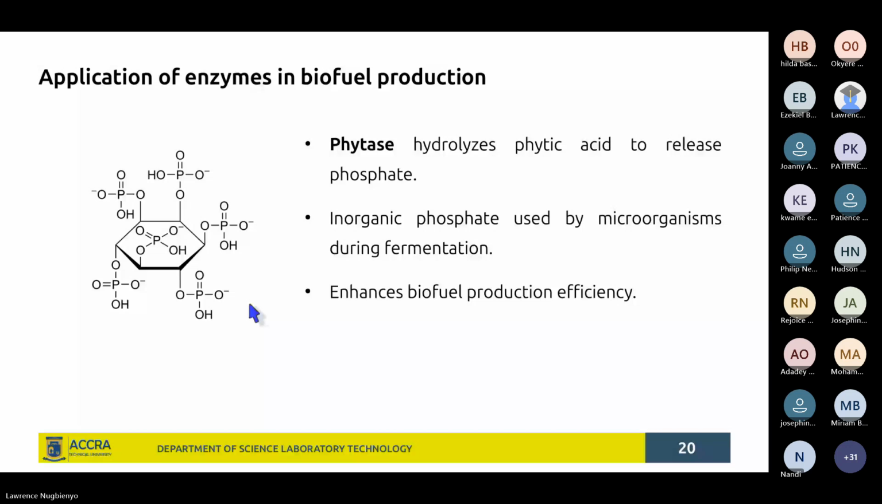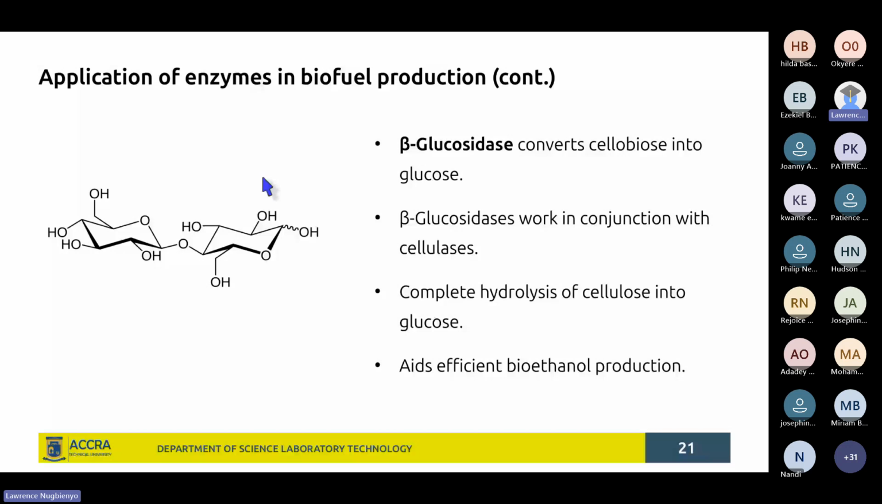Right. I think maybe this should be the last example we take, also under biofuel production. This is the beta-glucosidase. And the beta-glucosidase is responsible for breaking down cellobiose. So when we say cellobiose, what we mean is a disaccharide which is formed from cellulose.